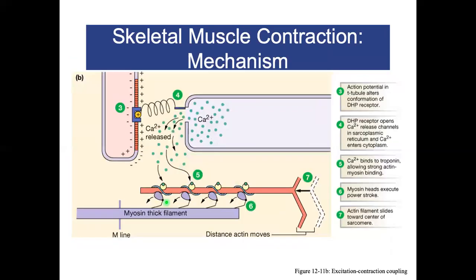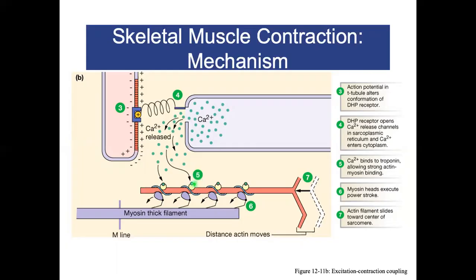Okay, so take a look at the next picture. So the action potential, so we're at 3, the action potential goes down the T-tubule, hits the DHP receptor, that gets excited, it causes the port to open, or the door to open, and then calcium rushes out of the sarcoplasmic reticulum, and we're at number 5. Calcium is going to bind to what? Is it troponin or tropomyosin? Good.